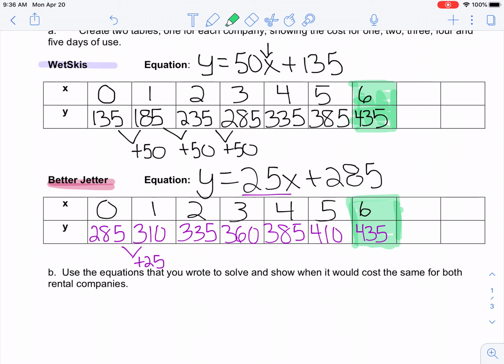But if I'm renting for less than 6 days, which company is going to be the better one to go with? I'm hoping you're saying Wet Skis because all of their values are a lot less for 1 through 5 days. So what's going to happen for 7 days? Well, for 7 days, it's going to switch, and Better Jetter is going to be the better deal. So at 6 days, it doesn't matter who I rent from. Less than 6 days, it's cheaper with Wet Skis, and more than 6 days, it would be cheaper with Better Jetter.